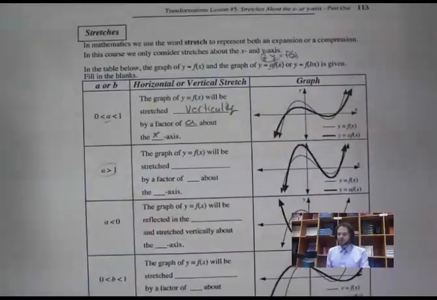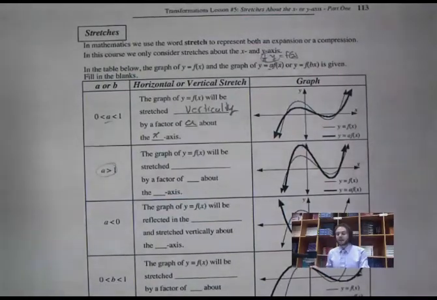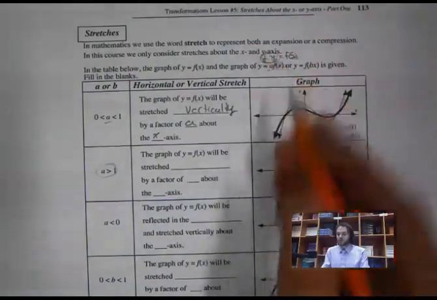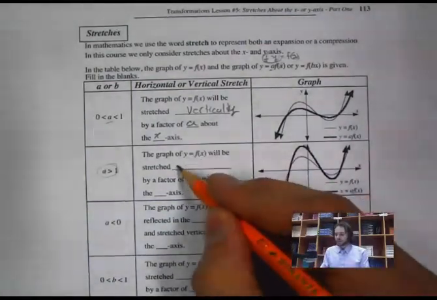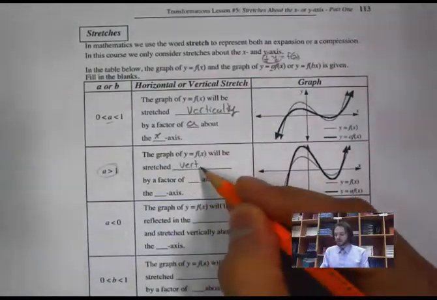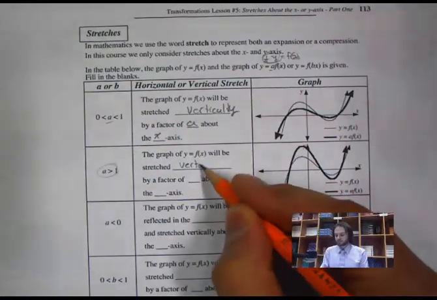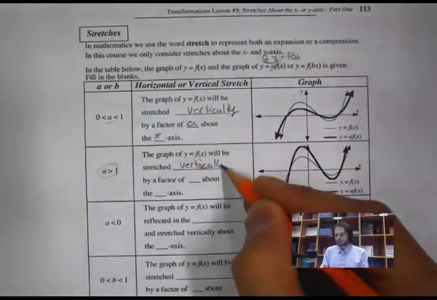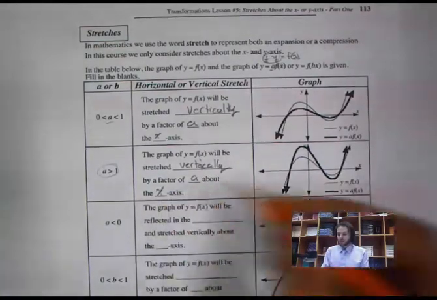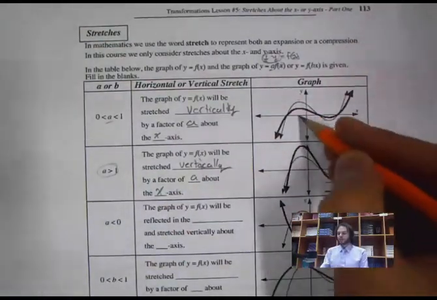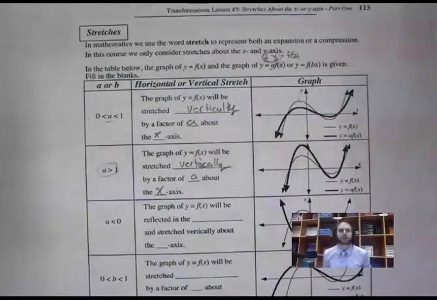Let's take a look at the second one. It says a is greater than 0. Once again, a is being used. A is referring to y. Anything dealing with y is vertical. So this is stretched vertically by a factor of a about the x-axis. The x-axis is right here. We have to stretch everything vertically about the x-axis.